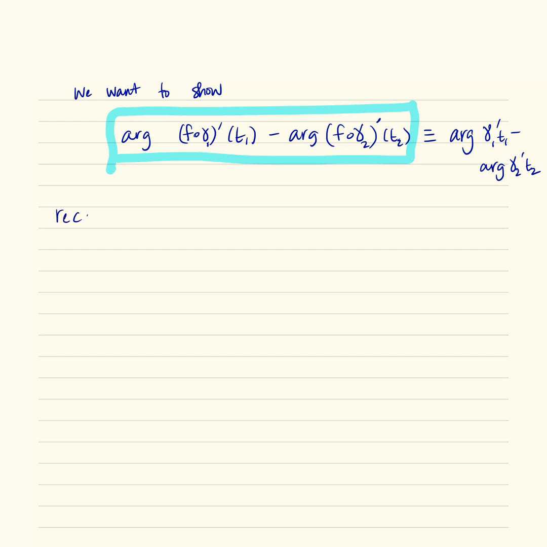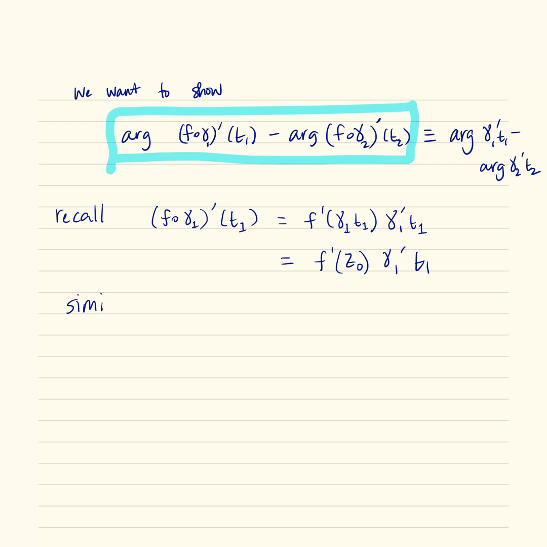Now we've got our formula, so recall that the derivative of f composed with gamma 1 at T1 is going to equal f prime of gamma 1 at T1 times gamma 1 prime at T1. Why? We proved this. This was the last theorem that we proved, and we looked at remainders and all of that. Now, gamma 1 T1 is the same as our Z naught. So we've got f prime of Z naught times gamma 1 prime T1. And similarly, the derivative of f composed with gamma 2 at T2 is going to be f prime of Z naught times gamma 2 prime T2. Okay, so let's just plug this in.